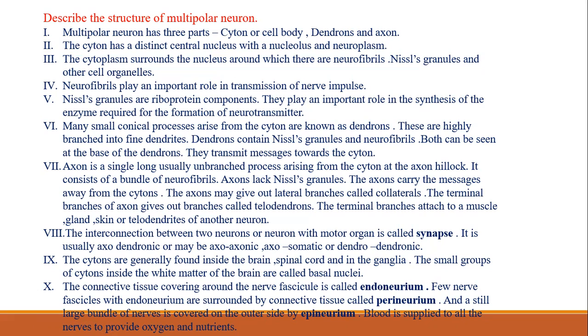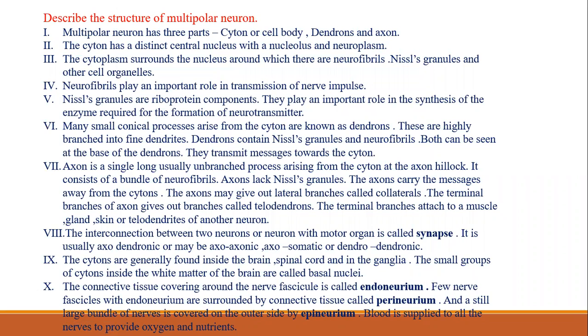It is usually axodendronic, or maybe axoaxonic, axosomatic or dendrodendronic, meaning it may join axon with a dendron, axon with an axon, axon with any somatic organ or the body organ, or dendron with a dendron. In short, what is synapse? Synapse is the junction of two neurons, where two neurons join each other.